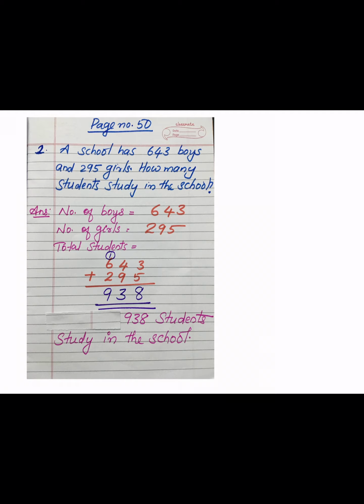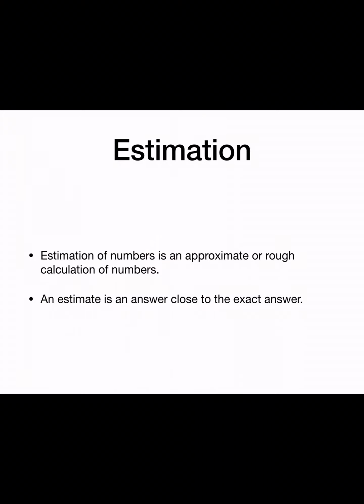Then you see estimation. The next thing, the new concept in this lesson, is estimation. Here you see estimation of numbers. What is the meaning of estimation? Estimation of a number means an approximate or rough calculation of numbers. An estimate is an answer close to the exact answer. It is not the correct answer, but it is very close to the answer.